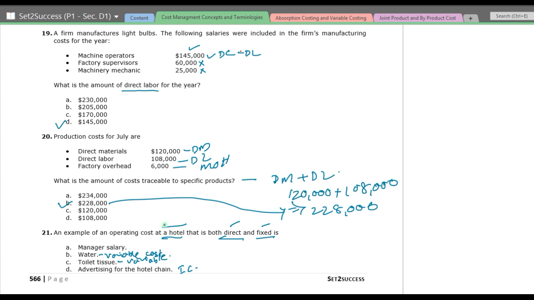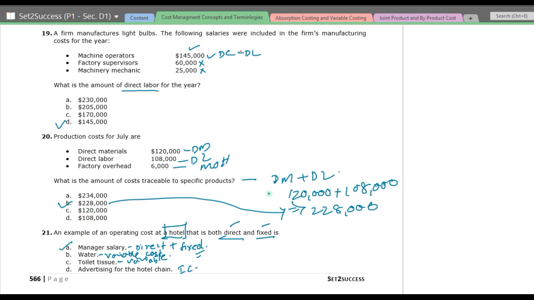A hotel manager is sitting in a hotel, so manager salary is direct cost because it can be traced to that hotel. It is direct as well as fixed because he gets a fixed amount of salary. So option A is the correct option.